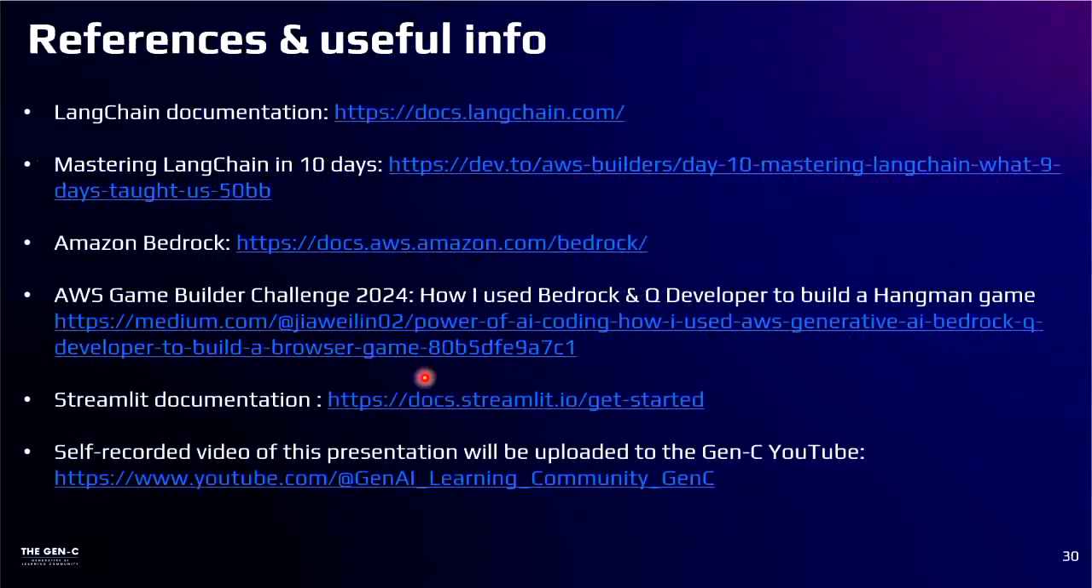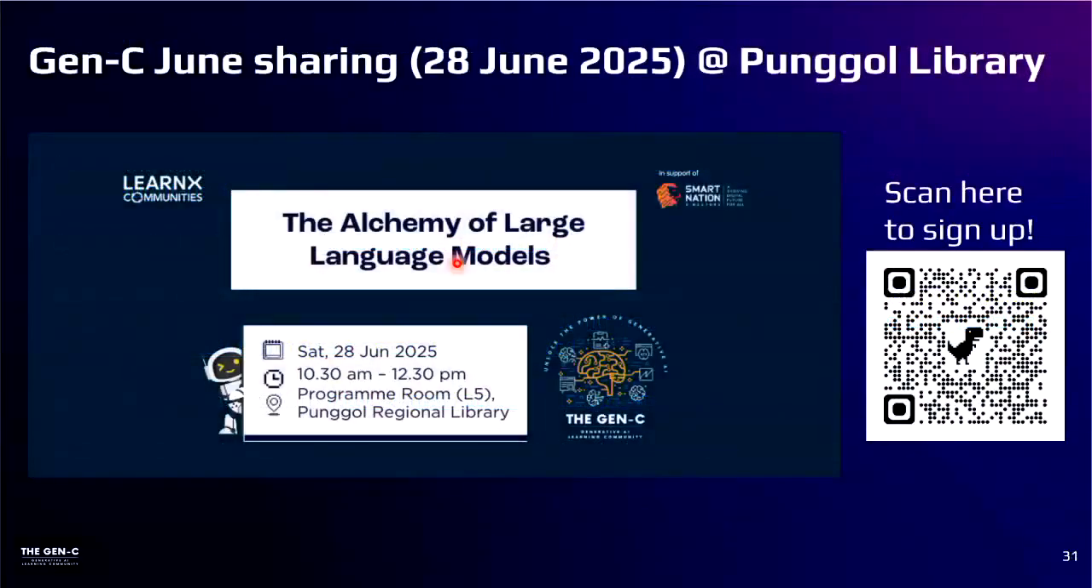Here are some references and useful information that I included: the LangChain documentation, Bedrock, and I also wrote an article on how I used Bedrock and Q Developer to build a game, and the Streamlit documentation. There's also an upcoming Gen C June sharing about Gen AI at the Pongo library, where we're exploring modular design principles for LLM applications and diving deep into how these LLMs understand, generate, and engage with natural language.